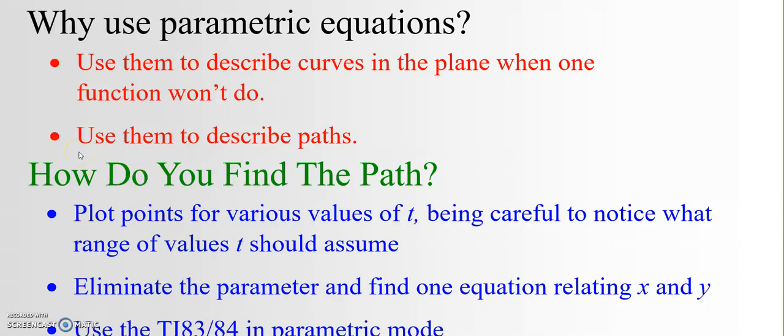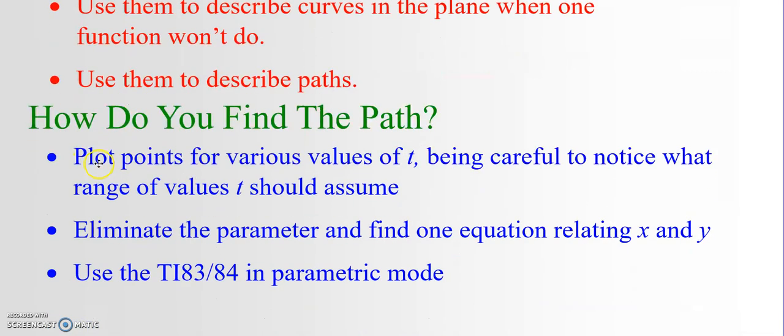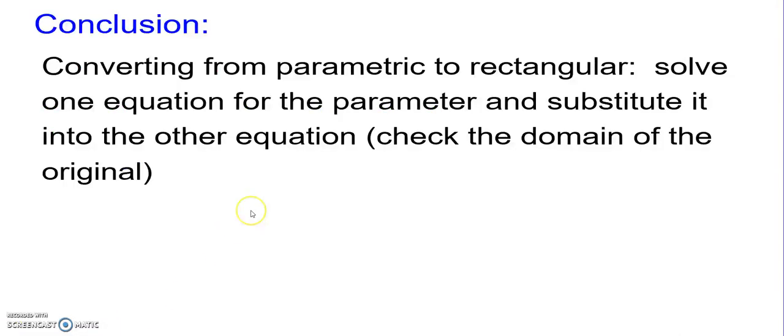You have to be given some information. But back to why do we care about parametric equations? Well, we use them to describe curves in the plane when one function won't do, and to describe paths where we want to have this other parameter. A lot of times, like I said, it's time, but it doesn't have to be. How do we do this? Plot points, eliminate the parameter. We can use a calculator by changing your mode. So there's many ways in which we can do this. Here's our conclusion. Converting from parametric to rectangular, solve for one equation, eliminate the parameter.